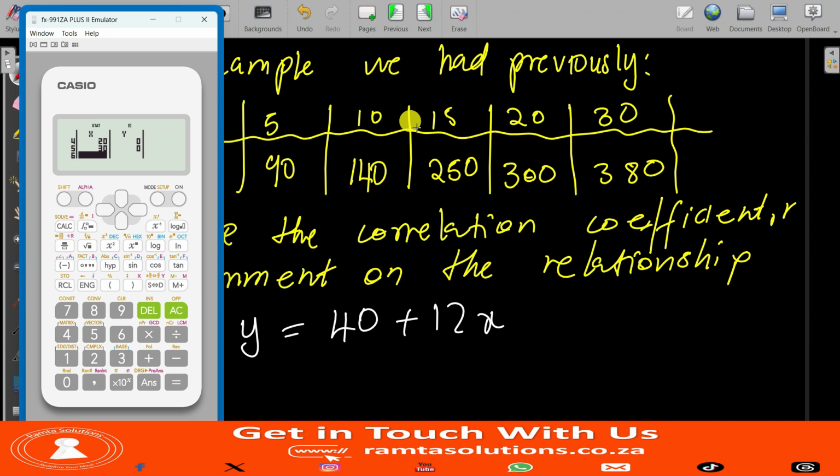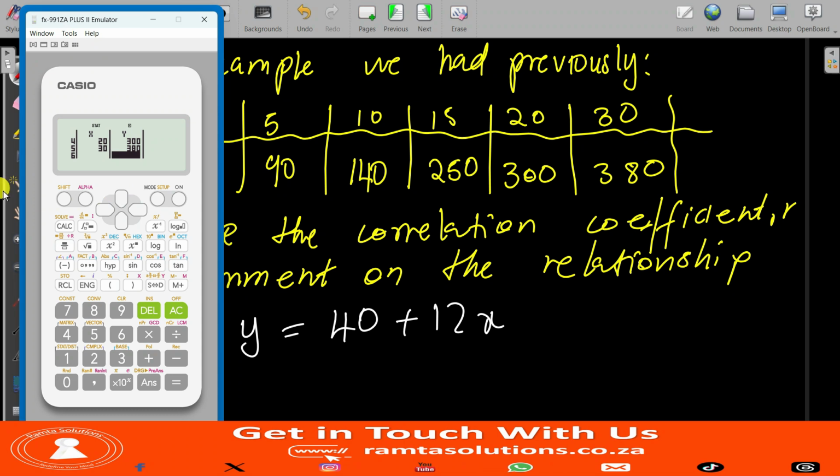Now to move the cursor to the left or right, you will need to use the up, down, left, right buttons, right? So let's move. I'm going to go up. I'm going to insert the values. It was 90 equal to, 140, enter, 250, enter, 300, enter, 380, enter. Now we have added everything. We good, right?